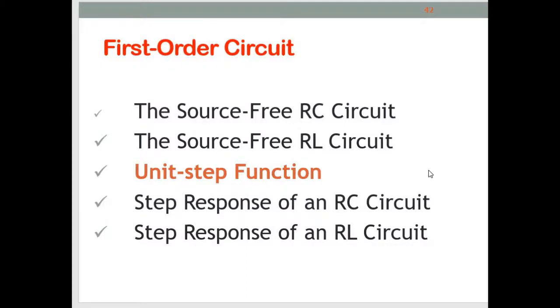We will continue our lesson with these three subtopics, still under the first order circuit. We start with the unit step function, then continue with the step response of RC and RL when the unit step function is applied in the circuit.